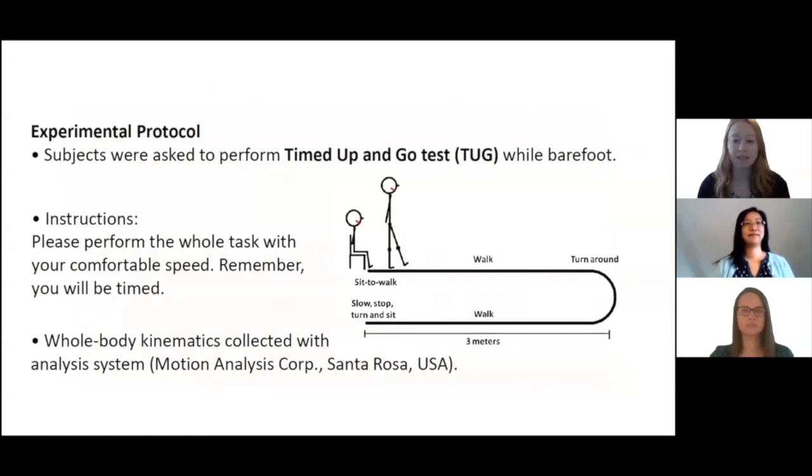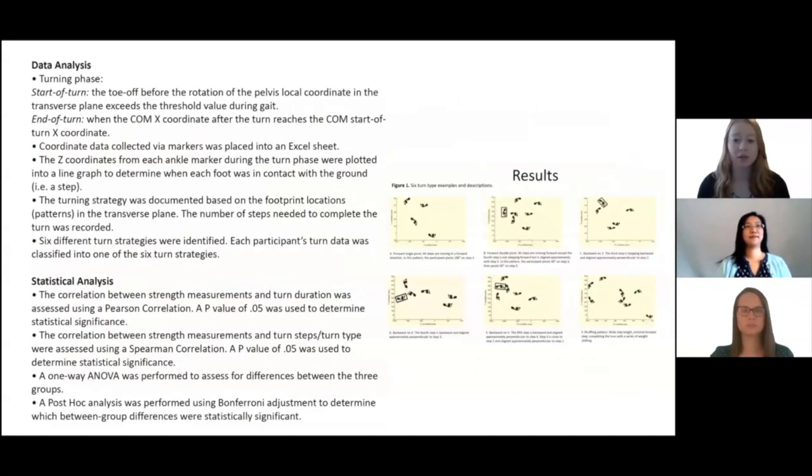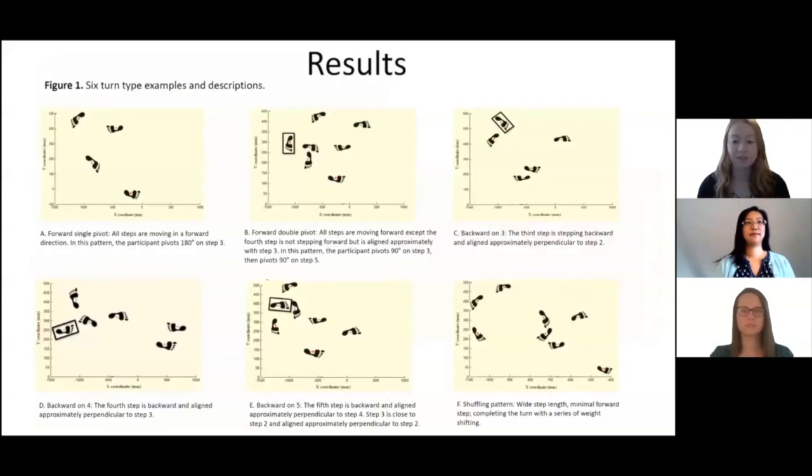Participants were instructed to complete the timed up and go test. Whole body kinematics were collected with motion analysis. We plotted the z-coordinates from each ankle marker during the turn phase into a line graph to determine when the foot was in contact with the ground. We then identified the turning strategy by plotting each footprint location in the transverse plane. This revealed 6 turn strategies. The turn types identified are displayed in Figure 1.